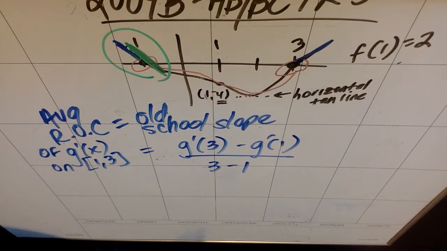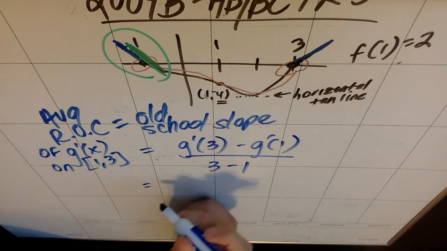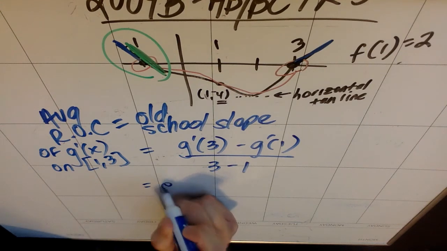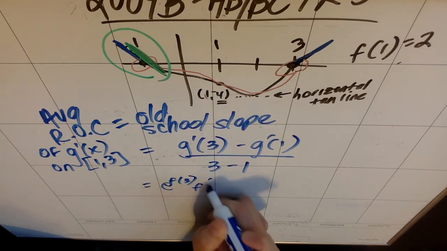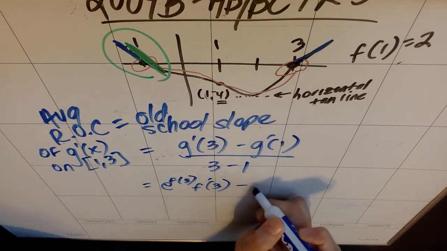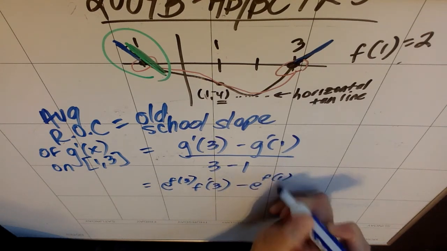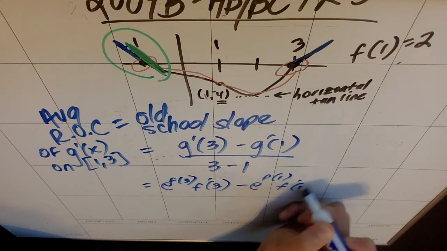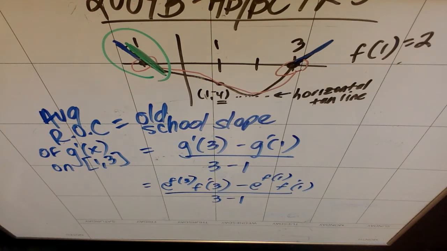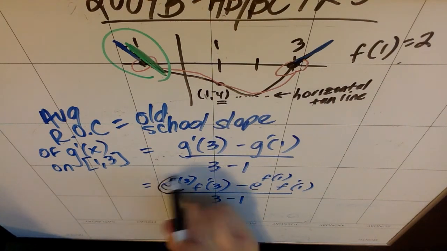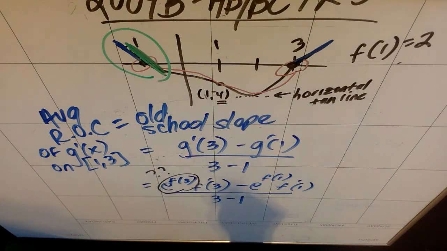Old school slope. And that means we're going to have to find some numbers. So we're going to have to figure out that this is e to the f of 3 times f prime of 3 minus e to the f of 1 times f prime of 1 over 3 minus 1. Now, you might be having a moment where you're like, oh crap, I don't know one of these numbers, and that's okay. It's cool. We don't know this, and that's kind of terrifying, and you have a bad moment.